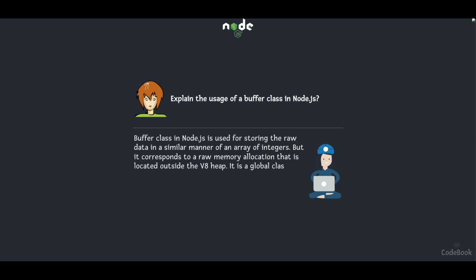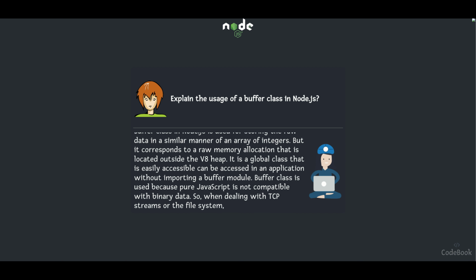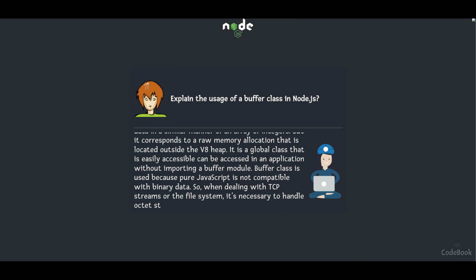It is a global class that can be accessed in an application without importing a buffer module. The Buffer class is used because pure JavaScript is not compatible with binary data. So, when dealing with TCP streams or the file system, it's necessary to handle octet streams.